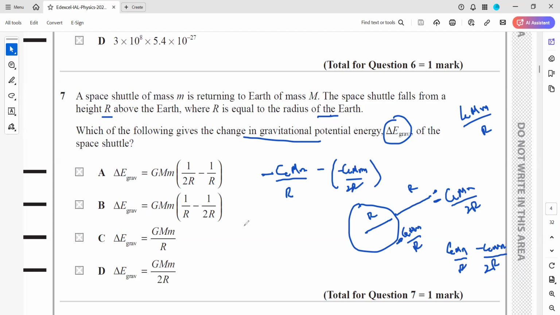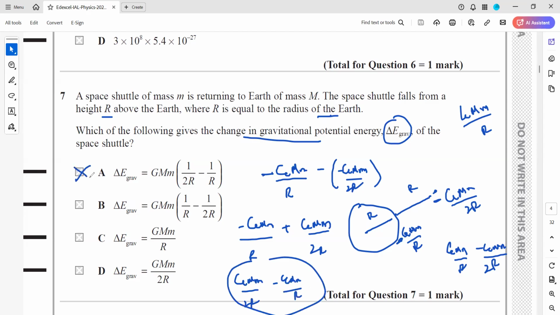So when we simplify, this will become minus GMm over R, minus minus becomes plus, so plus GMm over 2R. If I rearrange this, because positive is this one, it will be GMm over 2R minus GMm over R. So that's why A will be the right answer.